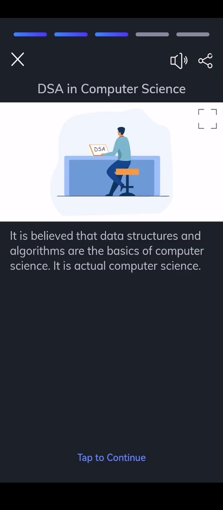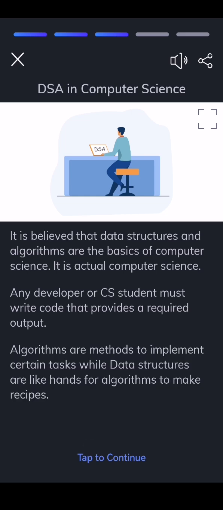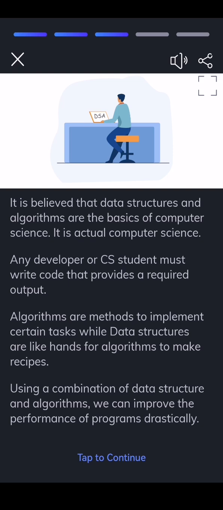It is believed that data structures and algorithms are the basics of computer science. It is actual computer science. Any developer or CS student must write code that provides a required output. Algorithms are methods to implement certain tasks, while data structures are like hands for algorithms to make recipes. Using a combination of data structure and algorithms, we can improve the performance of programs drastically.